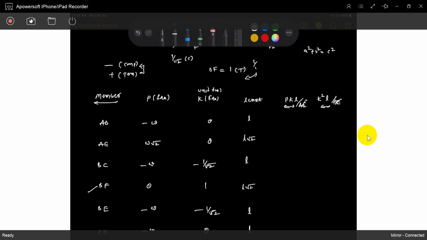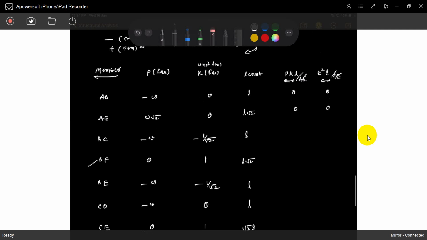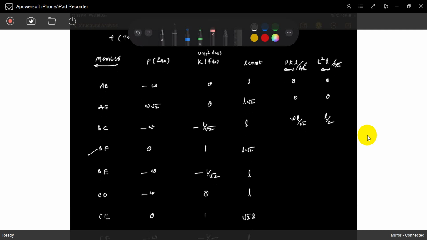So PKL, one got 0, that is 0. K square L also is 0. Okay, so we will calculate this PKL. So what is that? WL by 2. So K square is 1 by 2, WL by 2. Understood? K square L by 2. Understood? So next, this is called PKL 0, P is 0, K square L root 2.